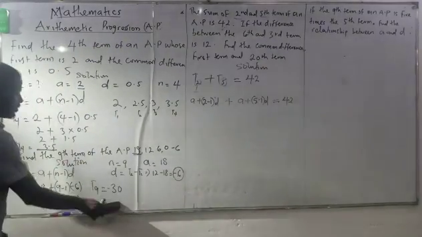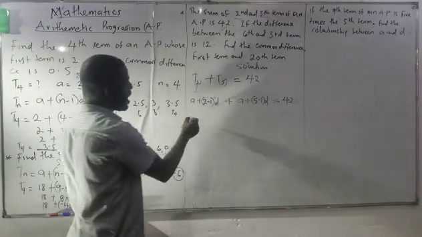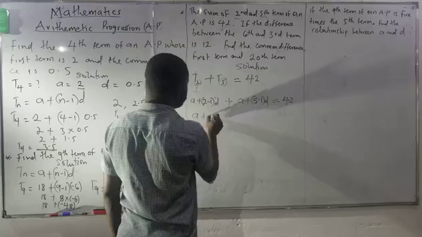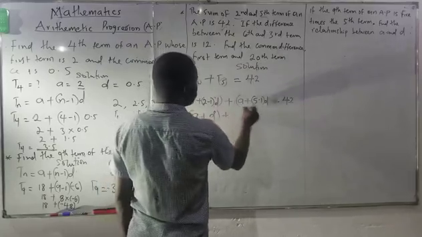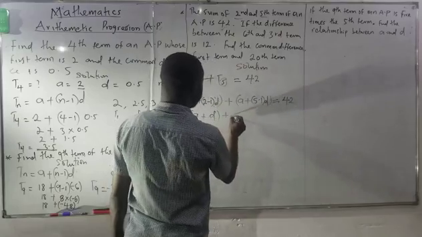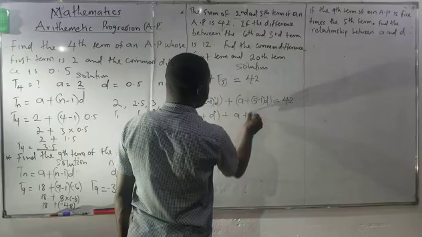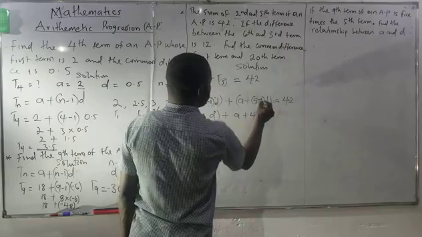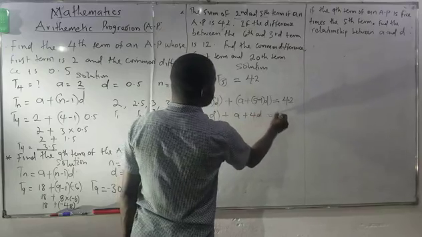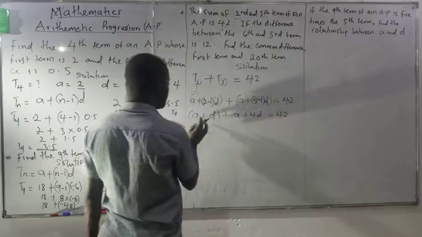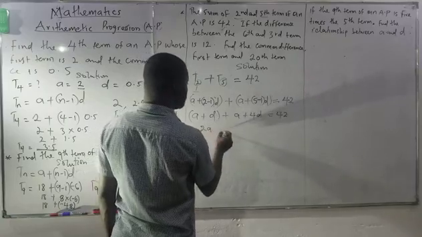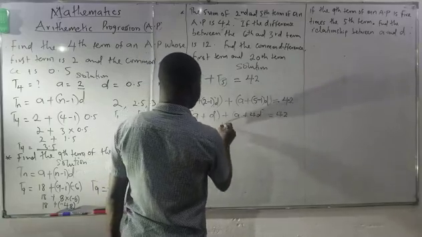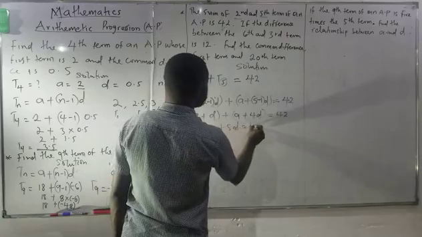Now, for me to move on, I will have a plus d plus, it's good to put bracket like this because there are different things entirely, and plus a plus 4d equals to 42. Now, for me to move on, this and this, it will be 2a, this and this, it will be plus 5d equals to 42.